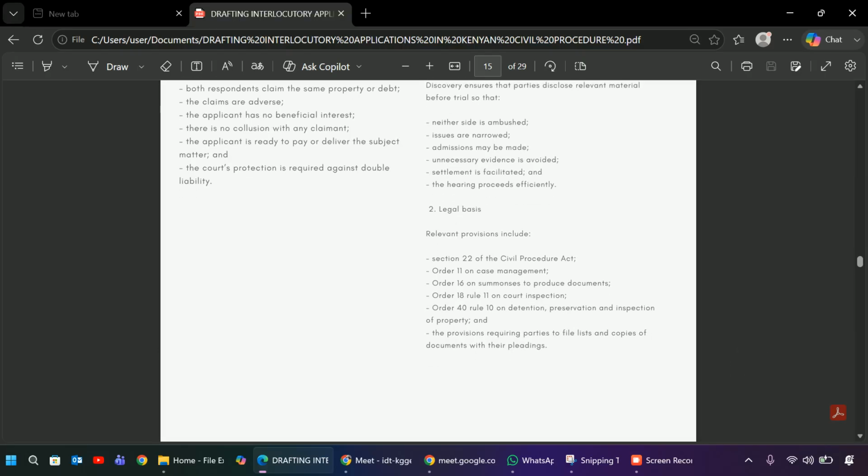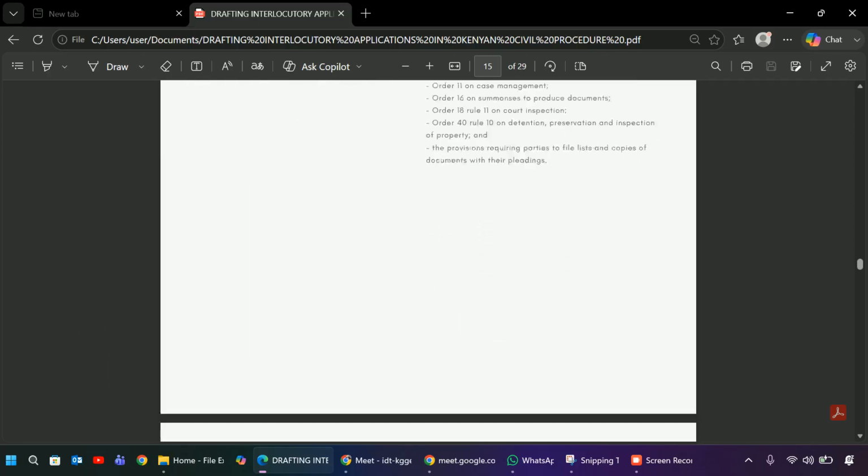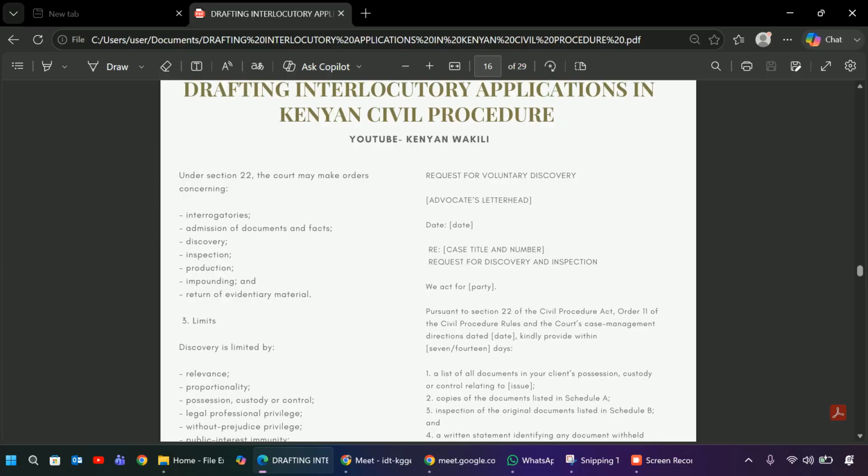So the legal basis, you must note that it is provided under Section 22 of the Civil Procedure Act, Order 11 on case management, Order 16 on summonses to produce documents, Order 18 Rule 11 on court inspection, and Order 40 Rule 10 on detention, preservation, and inspection of property, and the provisions requiring parties to file lists and copies of documents with their pleadings. So that is the legal backing of this kind of activity. Under Section 22, the court may make orders concerning interrogatories, admission of documents and facts, discovery, inspection, production, impounding, and return of evidentiary material.